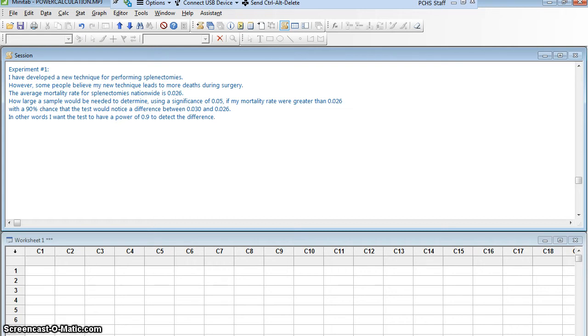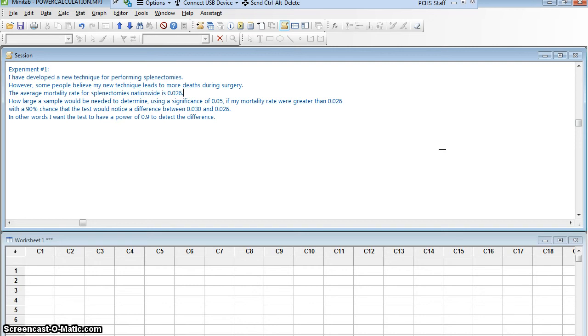So, we want to find out if this is true. So, a study has been proposed using my technique, and then we're going to compare it to the known mortality rate for the traditional technique. Now, the known mortality rate is up here. You'll see, the average mortality rate for splenectomies nationwide is 0.026. So, 0.026 is the mortality rate, which means the proportion of people who die on the table during the traditional splenectomy surgery. We're going to try and design a study to find out if there's a greater mortality rate in mine.